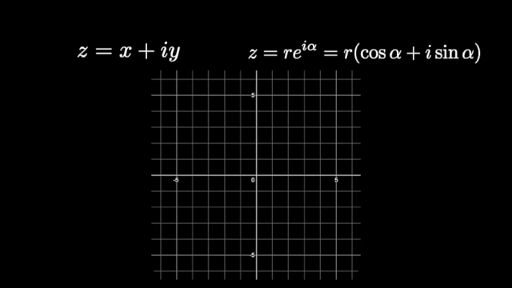We graphically represent complex numbers as points on a plane, either by specifying the x and y coordinates, or by specifying the distance of the point from the origin and the angle that the line to the origin makes with the positive ray of the x-axis.